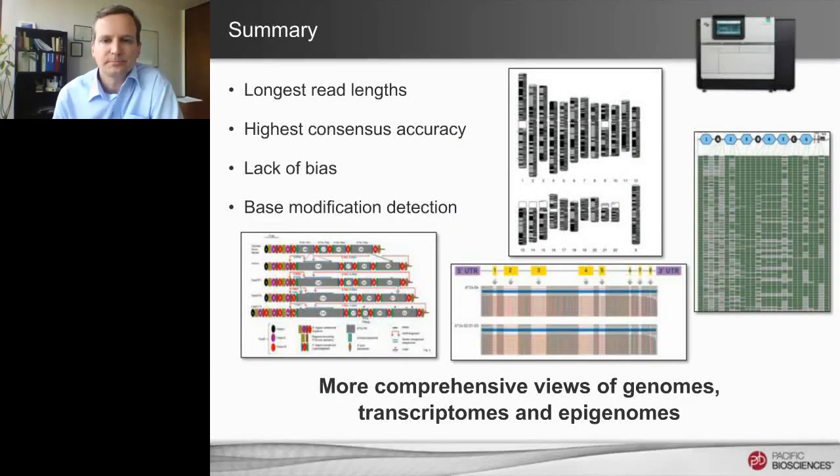So with that, I'd like to summarize. I hope I've given you a good example and overview of how new technological capabilities, the longest sequence read lengths, the highest consensus accuracy, the lack of sequencing bias, and also a unique capability that I didn't have time to talk about, directly looking at base modifications, can lead to more comprehensive views of genomes, transcriptomes, and epigenomes.